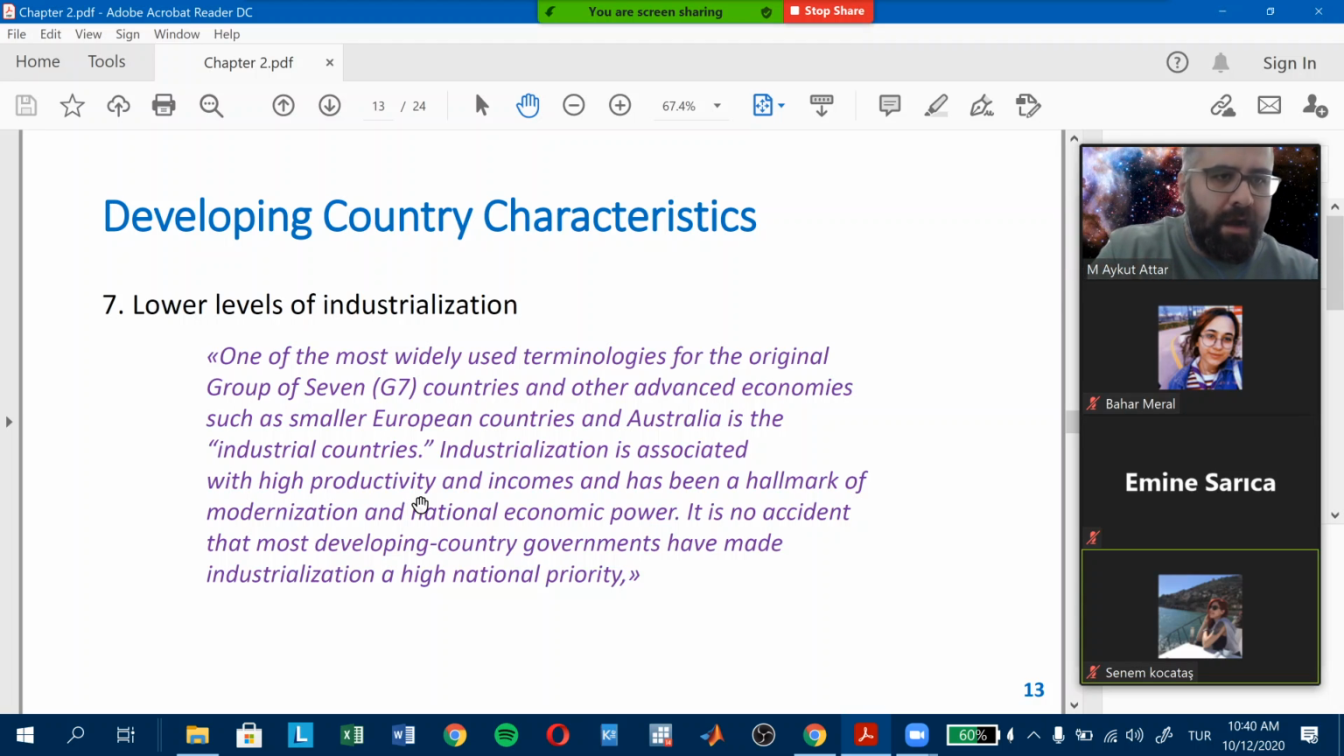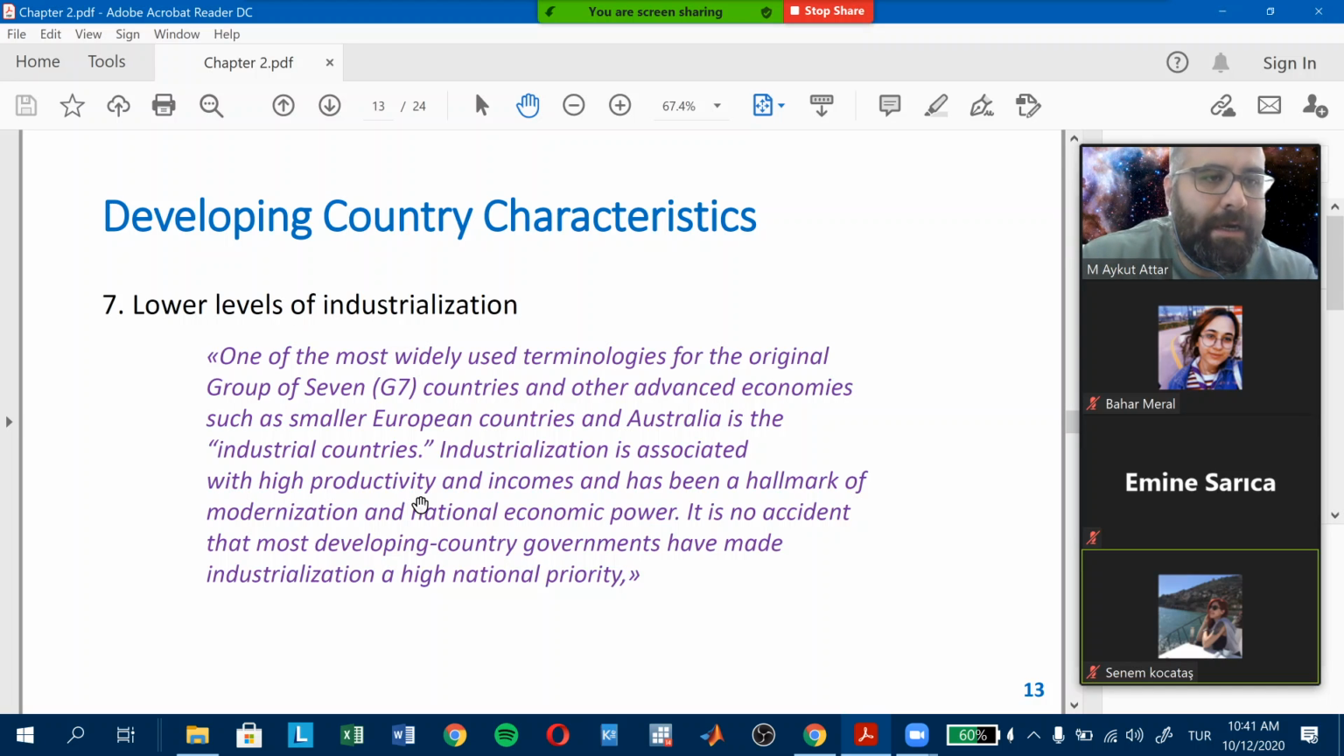So their industrialization process is much more growth promoting and technology based than what we record for developing countries. So as the text says here, industrialization is associated with high productivity and incomes, and has been a hallmark of modernization and national economic power. It is no accident that most developing country governments have made industrialization a high national priority.